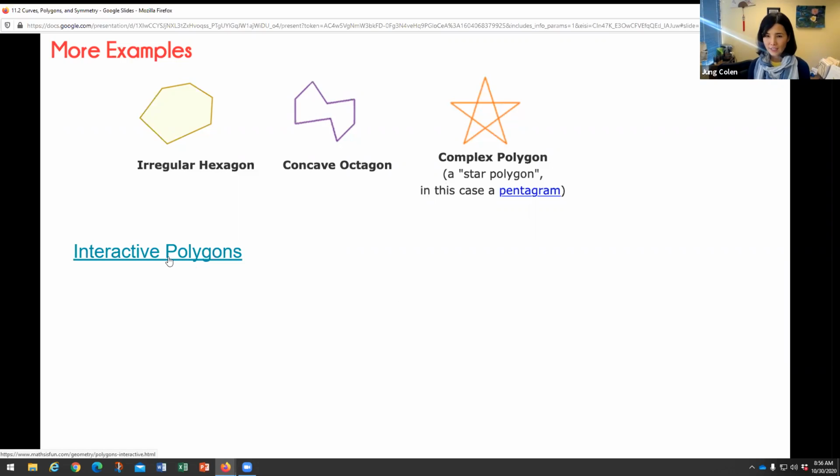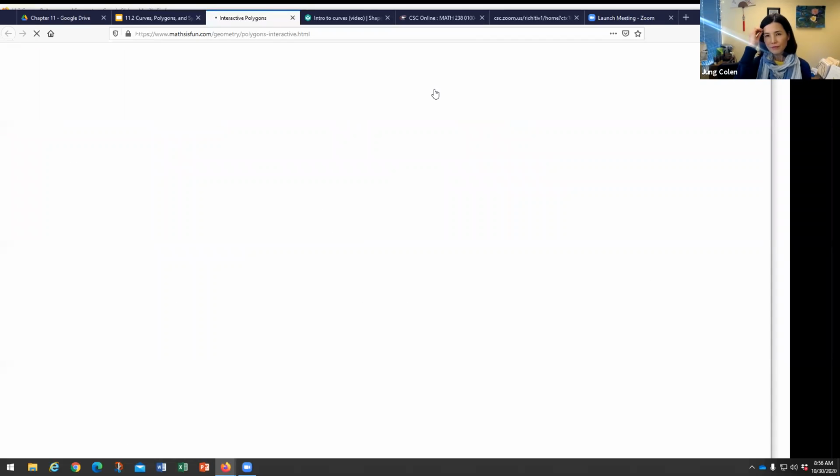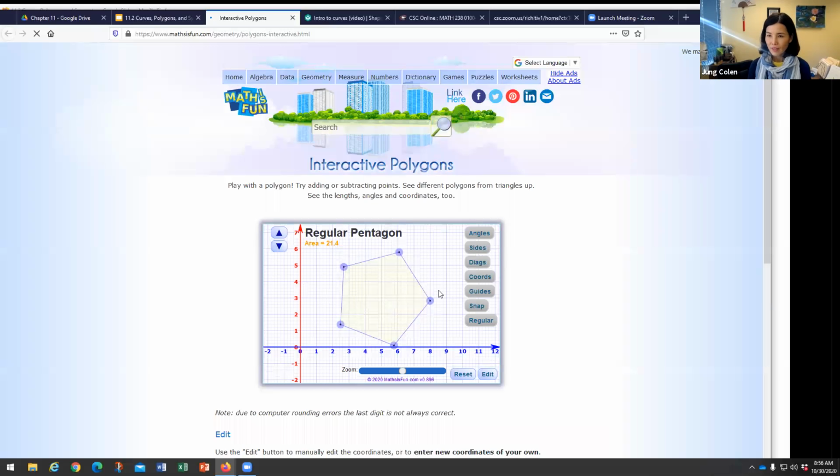Okay, let's take a look at this interactive polygons site a little bit. I like it so much because it shows the name and it shows the category too. So it says regular pentagon. Regular means all sides are congruent. As you can see, the lengths of the sides, all the edges, are congruent and all the interior angles are also congruent. So it is regular. And it is a pentagon because you have 5 sides.